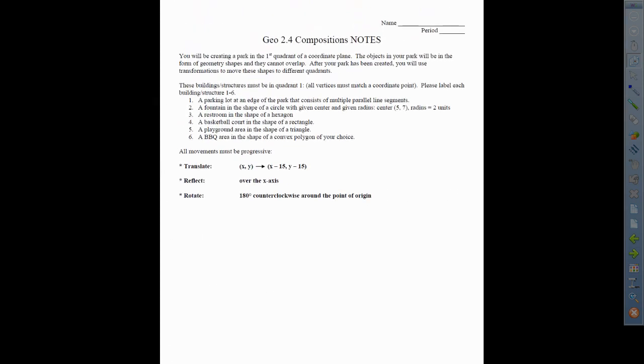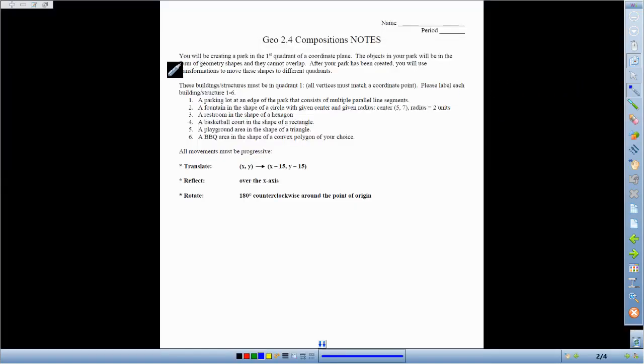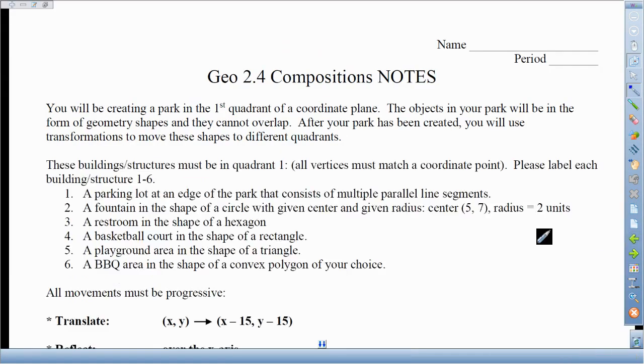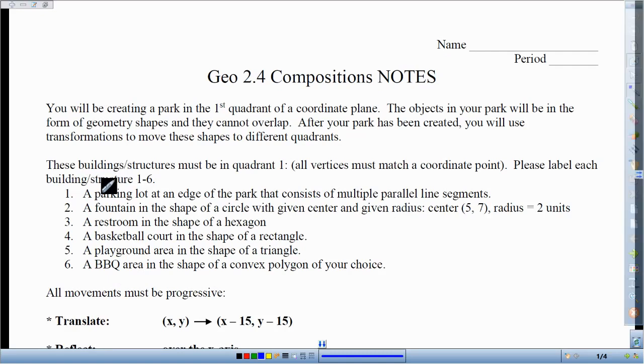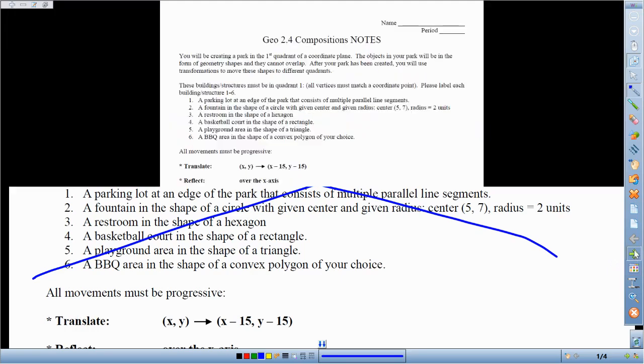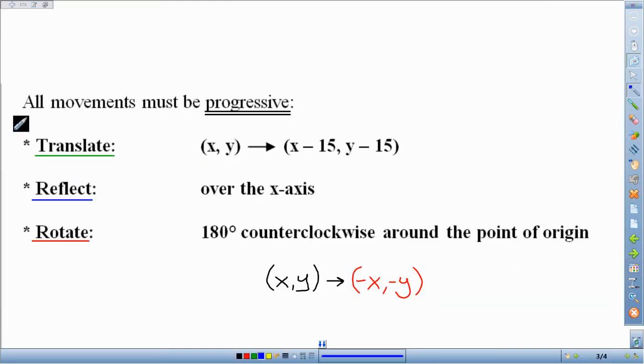First things first, all of these directions at the top, we can kind of ignore because I've sort of done this for you. Basically, what this thing is having us do is draw a bunch of different shapes on a graph, sort of having us design a park. Okay, so we can kind of ignore these. I've already done this for you. But the first thing I want to point out is down here. This is the big thing. So let's take a look. It's saying that all movements must be progressive.